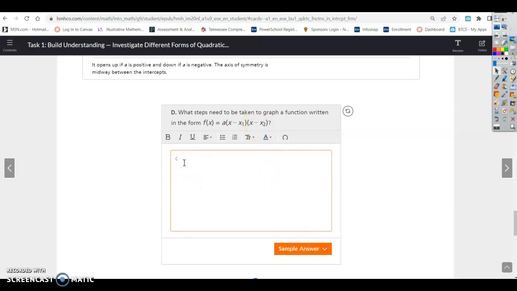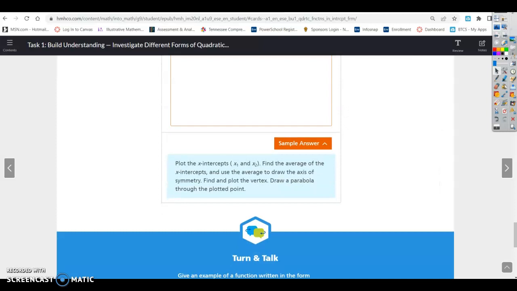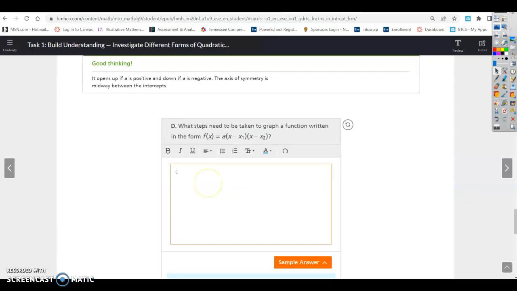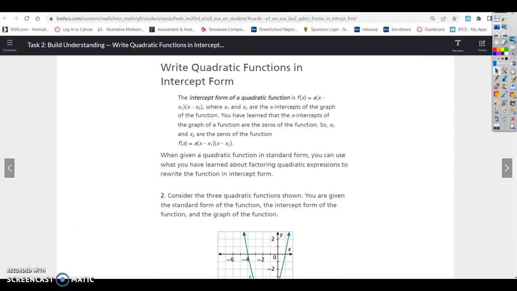Let's see how they state this here on their answer. It says plot the x-intercepts, x1 and x2, find the average of the x-intercepts, and use the average to draw the axis of symmetry. Find and plot the vertex. Draw a parabola through the points. All right, so if you have two x-intercepts and the vertex, with 3 points, you can draw the parabola. So that is all for task 1. If you have any questions, let me know.